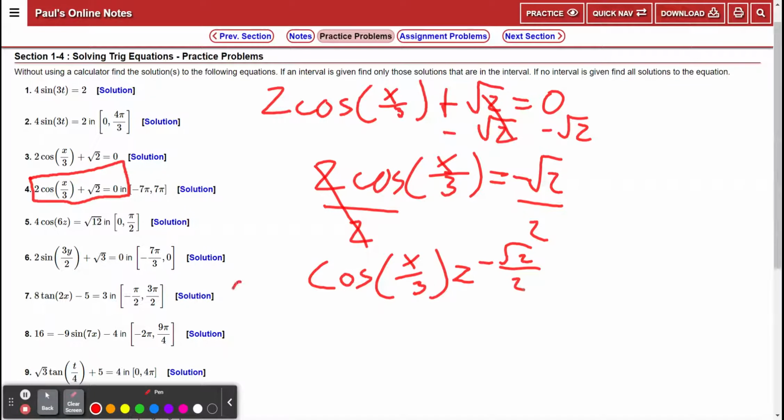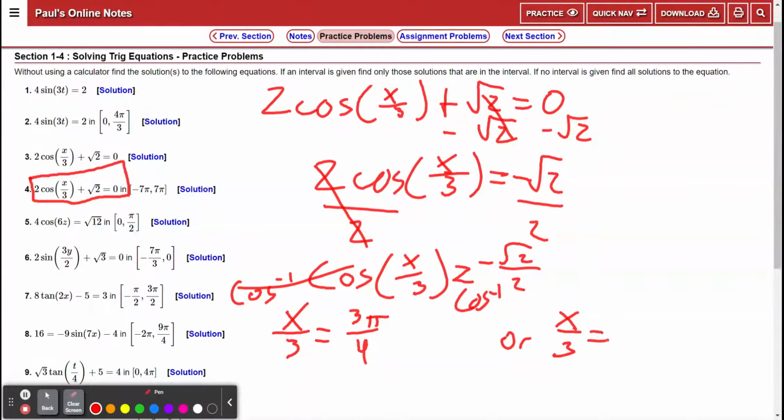Then I want to do the inverse cosine of both sides. In other words, on the unit circle, where are the x values negative root 2 over 2? So I have x over 3 equals 3 pi over 4, or x over 3 equals 5 pi over 4. Just like on the last one, you can add full circles. So you're adding 2 pi n, and then you multiply by 3.